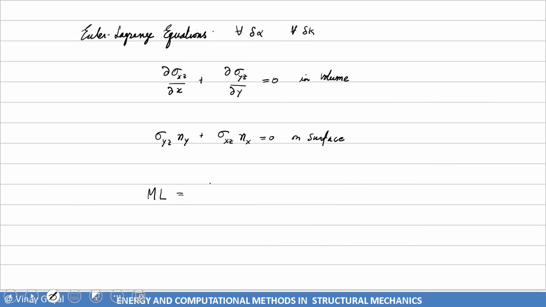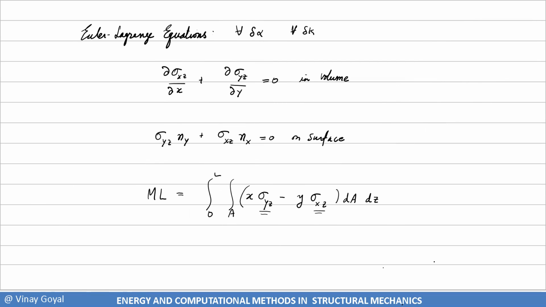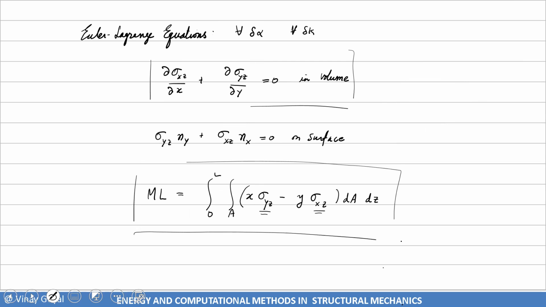ML, I found to be the integral from 0 to L, integral of the area. And again, I didn't find anything really satisfying if you were to ask me. Yeah, this is clearly Tx and Ty when I use Cauchy's relationship. So I didn't really get anything fruitful out of here. Aren't these the equations we could do in 3D? And this is the fact that I applied a moment. So it doesn't look very useful right now.